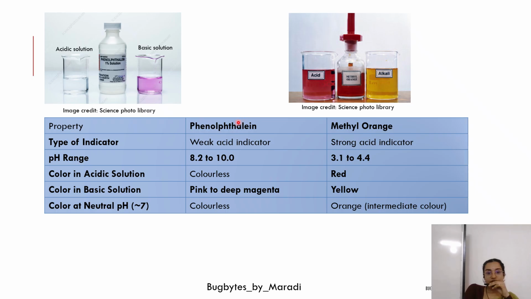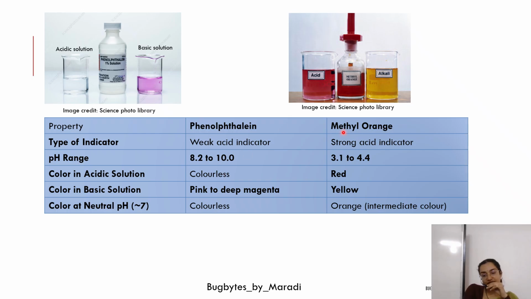Now usually the phenolphthalein indicator is colorless. In the acidic condition the phenolphthalein solution is colorless, but in the basic condition, that is from 8.2 to 10, the phenolphthalein indicator turns pink.